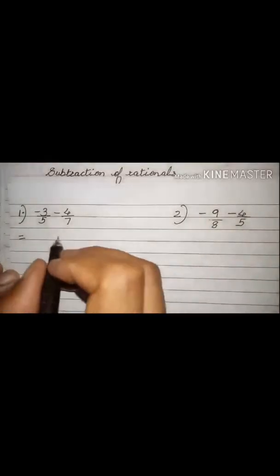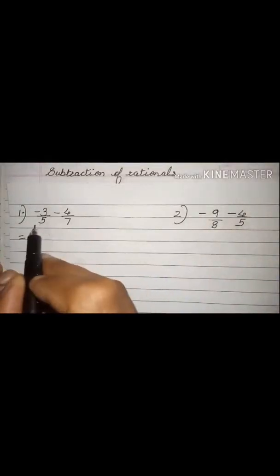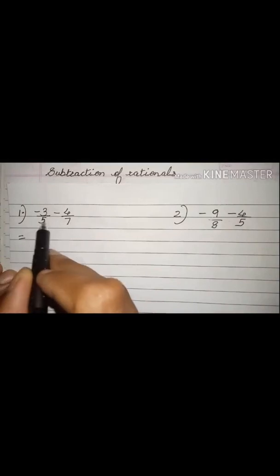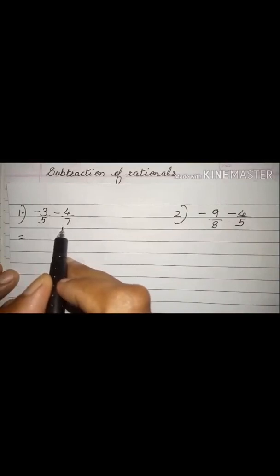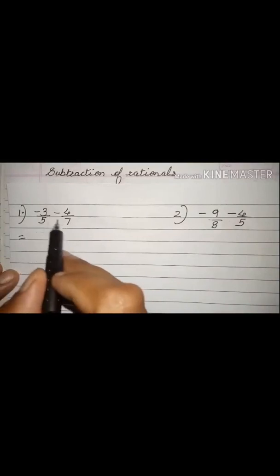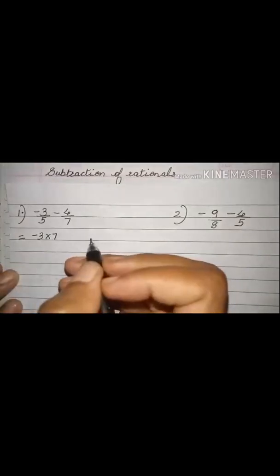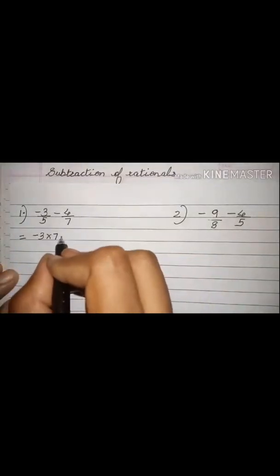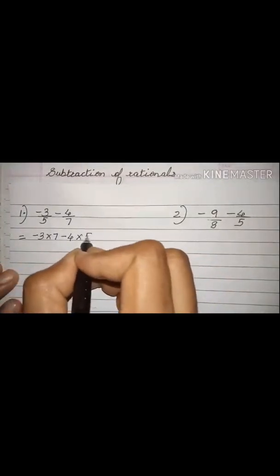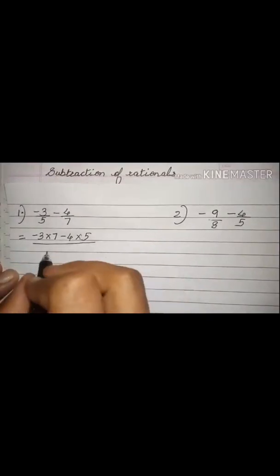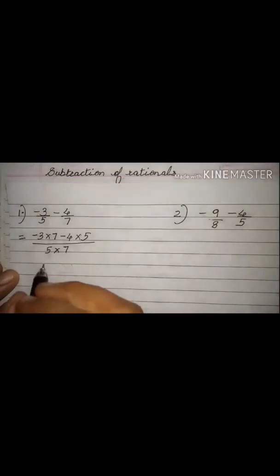So what we will do here, children, is make the denominator the same. But 5 cannot be converted to 7. 5's table, 7 is not there. So I have no option. I have to cross multiply. So I will write minus 3 into 7, minus 4 into 5, upon 5 into 7. Is it okay, children?